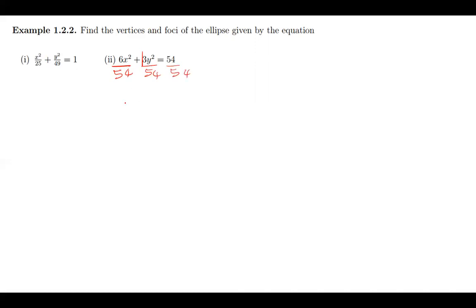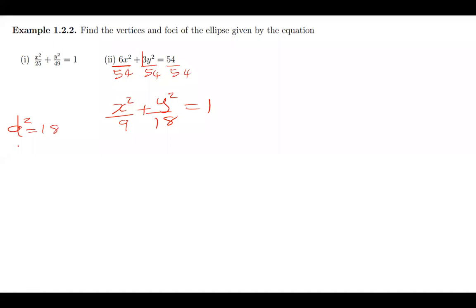So 6 divided by 54, I'll get x squared over 9, I think so. And this is 9. And then 3 into 54 should give you something like 18, I think so. So on this side you get 1. The biggest number is always a squared. So you identify your a. Our a squared is going to be 18.